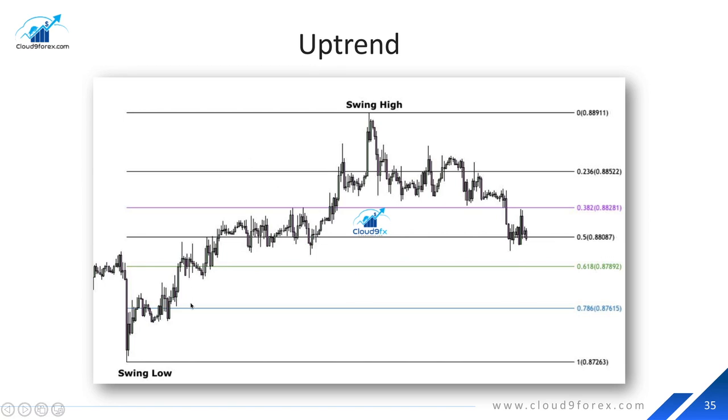So in an uptrend, we have our swing low. We put our 100% at the bottom to our swing high. So this is the highest point. So that would be 0.